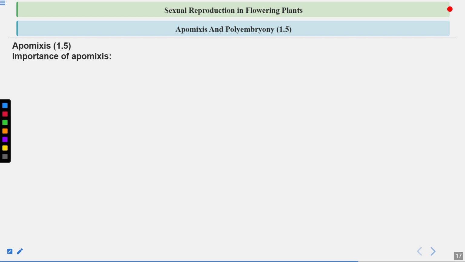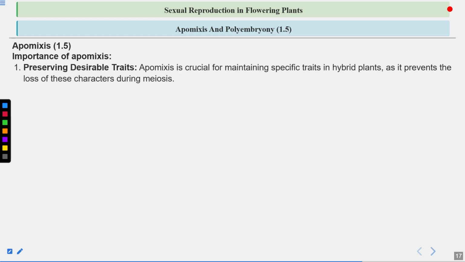Importance of apomixis, we will see what is the importance of apomixis. Preserving the desirable trait. Apomixis is crucial for maintaining specific traits in the hybrid plant. The trait that has been developed in the hybrid plant will produce the apomictic seed without fertilization, right? And it prevents the loss of character during meiosis, because at the time of meiosis, the character that has been developed by the hybrid can be lost.